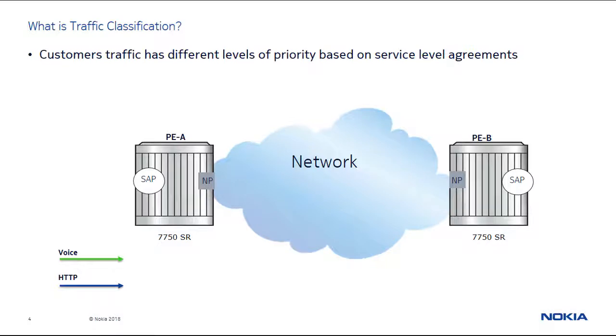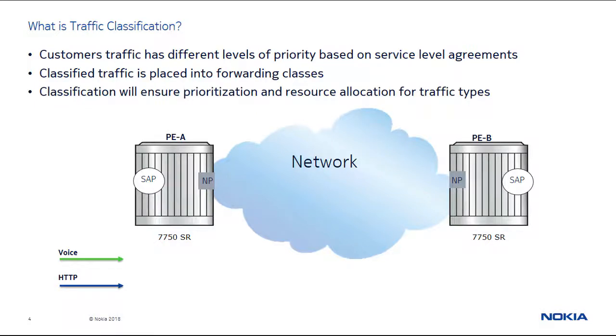Well, what is traffic classification? Traffic classification in QoS is required so that the Nokia 7750 Service Router can identify and group traffic based on customer service level agreements. Traffic is placed into forwarding classes. Each traffic class will receive individual treatment because each forwarding class can be allocated different resources on the router. This is especially important for QoS when congestion occurs in the network, so that higher levels of traffic will receive better treatment.